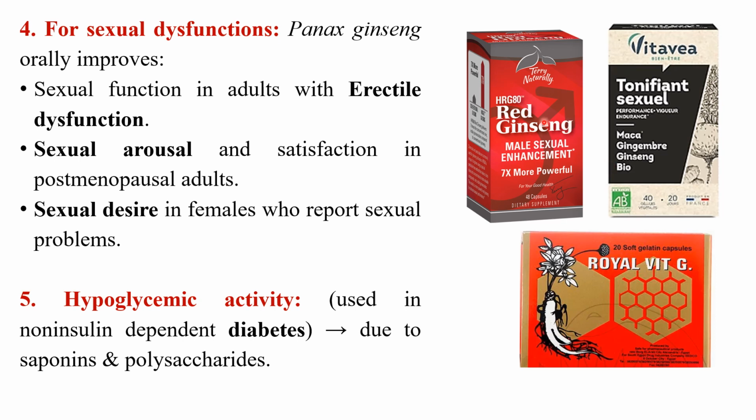You can see here, for example, red ginseng for male sexual enhancement, or tonifiant sexual. And also this product is available since a long time in the Egyptian market for treatment of sexual problems, especially in males, and to boost the energy level. It contains ginseng root as well as royal wheat in capsules.